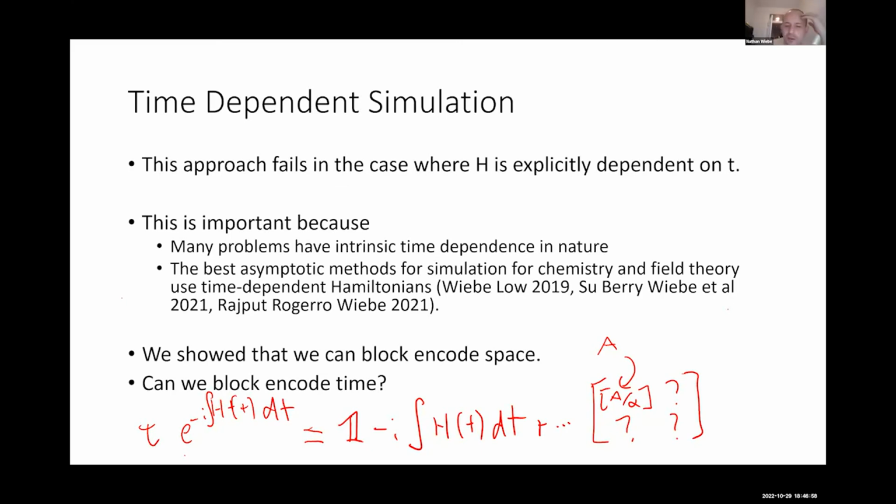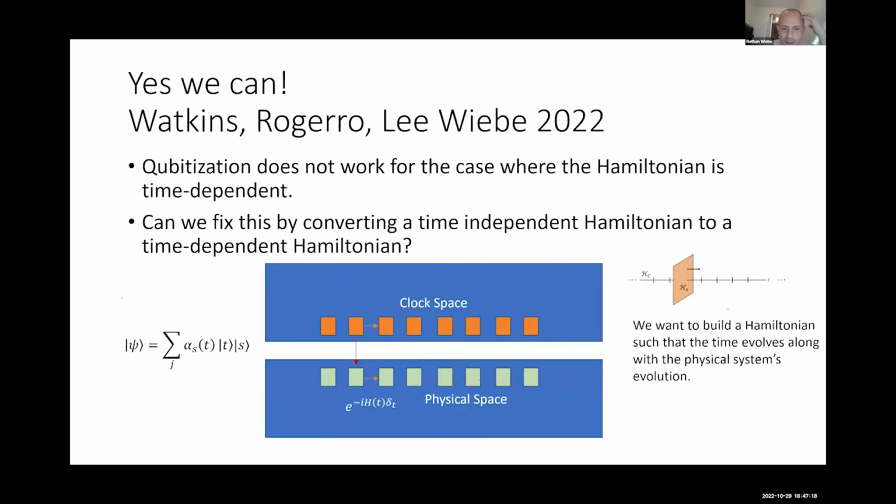The question is, can we consider building a clock on the outside of the quantum system that will just keep track of the times and treat this entire dynamics as a time-independent problem? We can view this also as a way of block encoding not just space, but also time. A way of taking a look at this is the following. In our approach to block encode time, we consider making two spaces. One is the space of a clock that keeps track of the time the system is supposed to be applied at. And then we build a time-dependent Hamiltonian that looks up the time in the clock and then applies the correct Hamiltonian to the physical space.